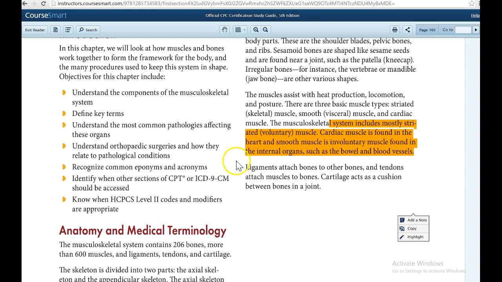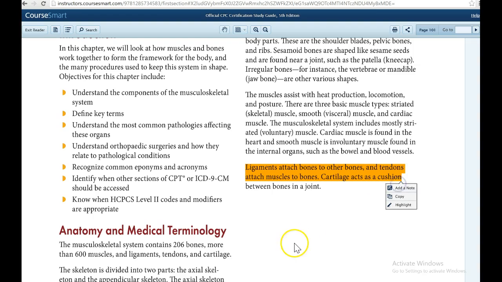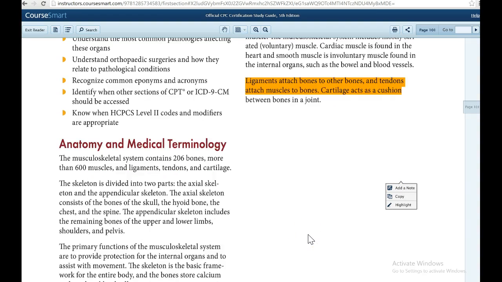Now, ligaments attach bone to bone, and tendons attach muscle to bone. That's an important fact that you might see as well. Ligaments attach bone to bone, and tendons attach muscle to bone, whereas cartilage acts as a cushion between bones in the joints. Okay, so know that hierarchy as well.